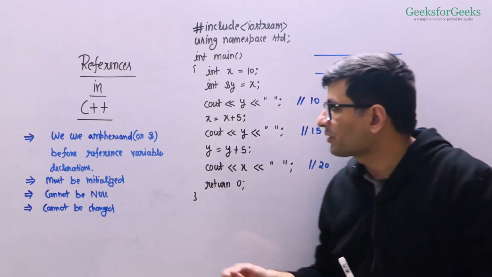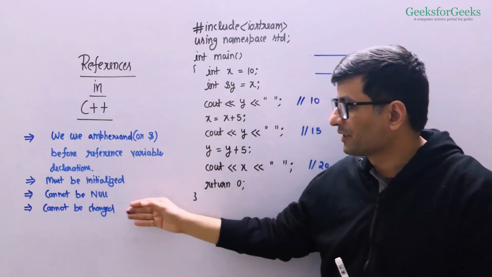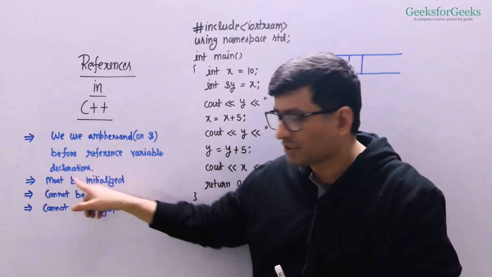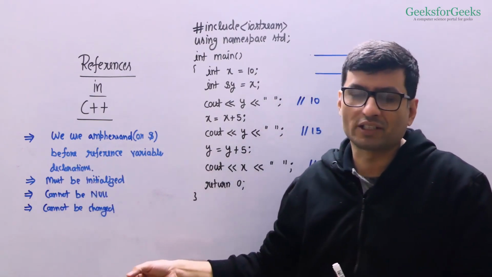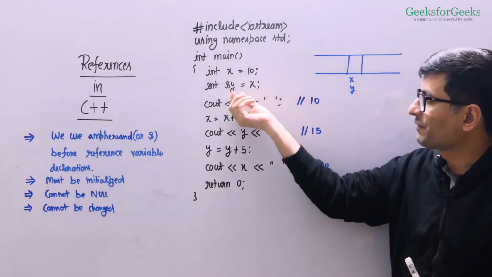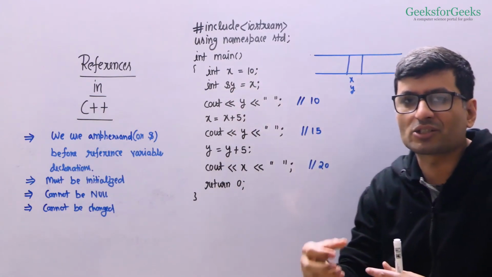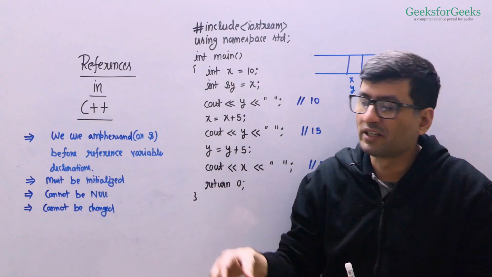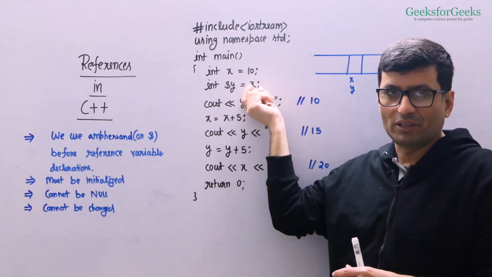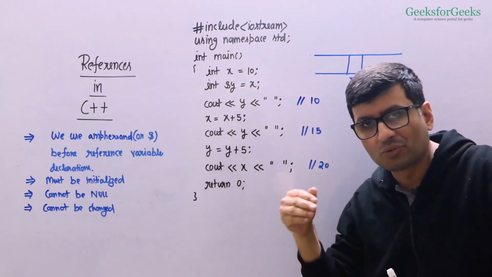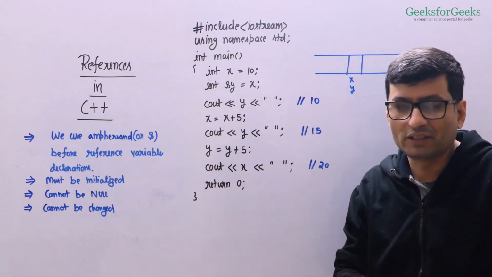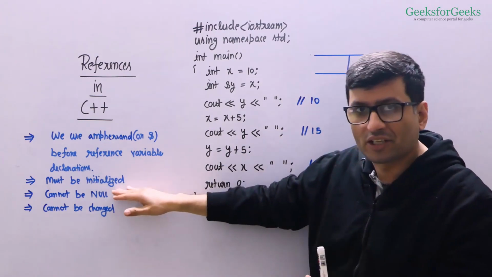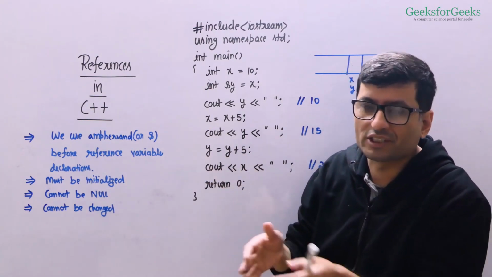Let's now talk about some interesting points about references. When you create a reference variable, it must be initialized because a reference is going to be an alias to an existing thing, right? So x is an existing variable which is a label to a memory. You want to create an alias to the same thing, right? So it must be initialized. It must know for which it is an alias.